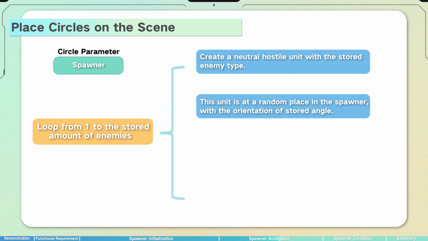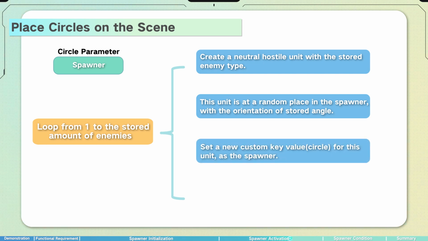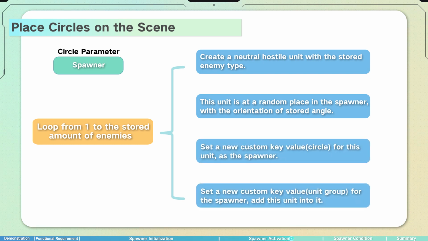Remember that we hope a spawner can respawn after being cleared, right? To make this mechanic possible, the spawner and the spawned enemies must have a connection. Maybe you can guess what useful tool we will use again. Yes, the custom key value. You are very clever. We should let this unit know which spawner is its home and let the spawner know which unit is its creation. Just like letting a mother and child remember each other.